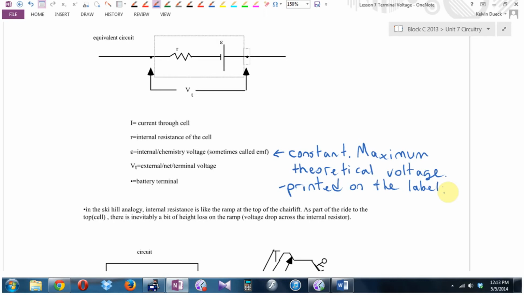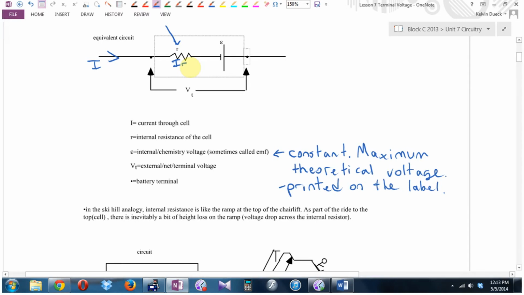Each battery has an internal resistance. It's supposed to be really small. To show that it's tiny, we label the internal resistance with a lowercase r. And as current goes through here, you would lose a tiny bit of voltage. You would lose I times little r going through the battery.